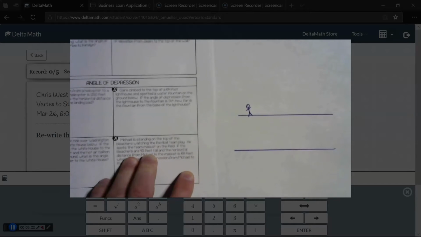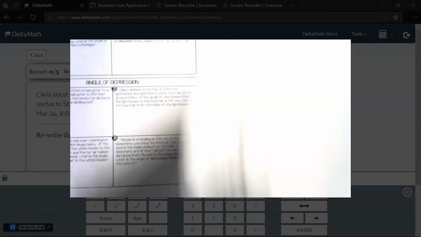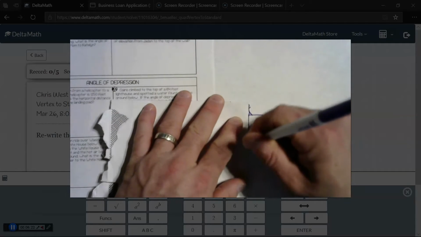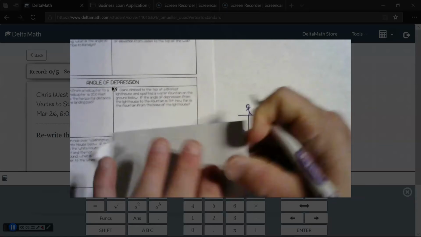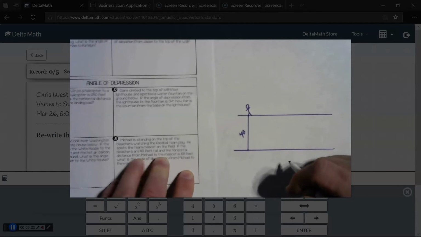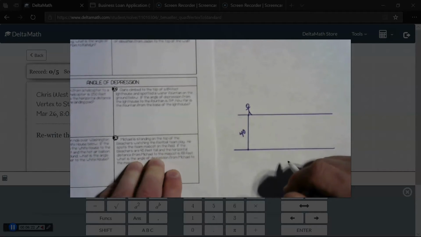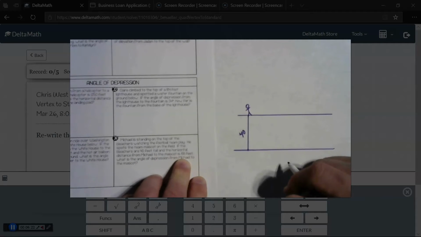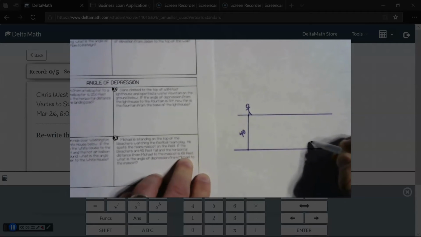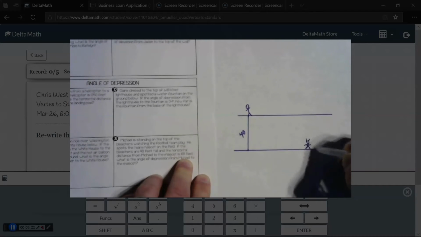If the bleachers are 40 feet tall, okay, so the bleachers are 40 feet tall, 40. And if the horizontal distance from Michael to the mascot is 68 feet, so the mascot's down here. Okay, whatever the mascot is. Let's say it's like, I don't know, a cow with horns or something. Here's the mascot.